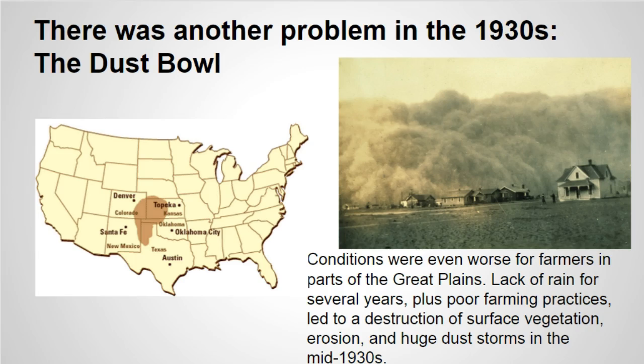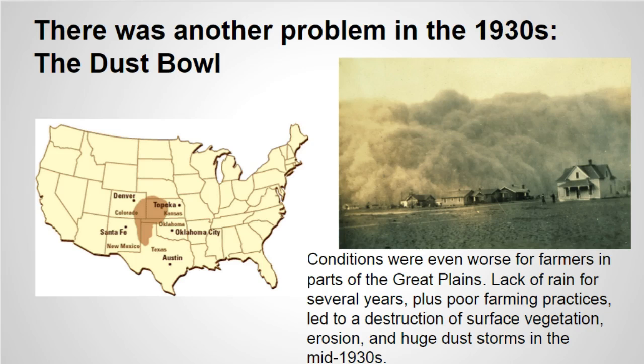During the years of the Great Depression, things were especially rough for farmers in the Great Plains states. Another problem in the 30s for farmers was the Dust Bowl. Conditions were even worse for farmers in parts of the Great Plains than they were in other parts of the country. Lack of rain for several years, plus poor farming practices, led to a destruction of surface vegetation, erosion, and huge dust storms in the 1930s.